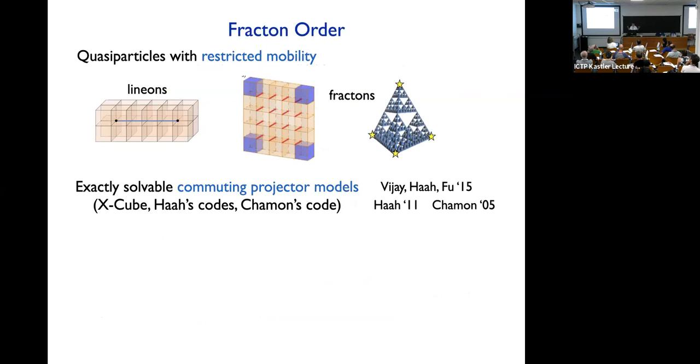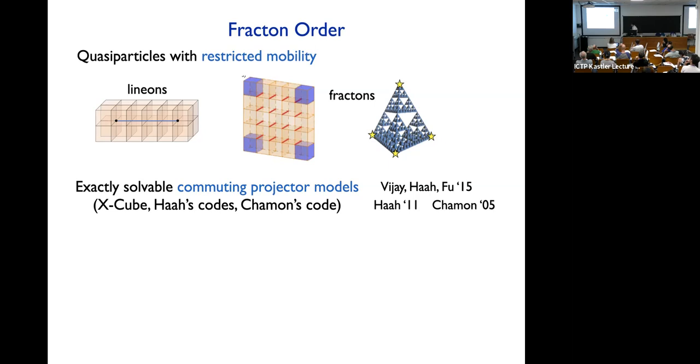I don't have time to describe the full details of these phases, but I'd like to describe some key properties. If you create some quasiparticles, it turns out they have restricted mobility. For example, you can create a particle that can only move along one direction in three-dimensional space. You can create point-like particles, but only as a cluster; here, you can only create four particles at the same time. If you want to move them, you have to move this membrane-like object at the same time. Or sometimes you can create those particles at the vertices of some kind of fractal structure.